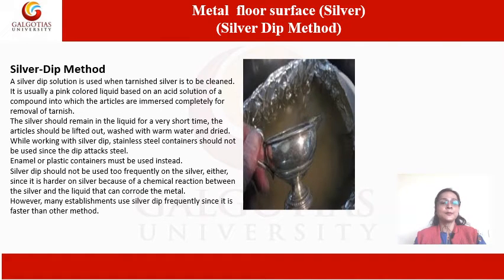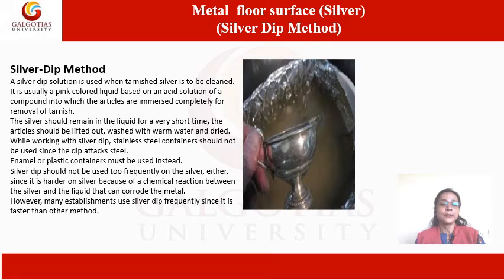Yes, we are here to discuss the next process, the silver dip method. So let's first understand what the silver dip method is. As the name suggests, this is a silver dip solution which is used when tarnished silver is to be cleaned. It is usually a pink colored liquid based on an acid solution of a compound, into which the articles are immersed completely for removal of tarnish. The silver should remain in the liquid for a very short time. The articles should be lifted out, washed with warm water and dried.